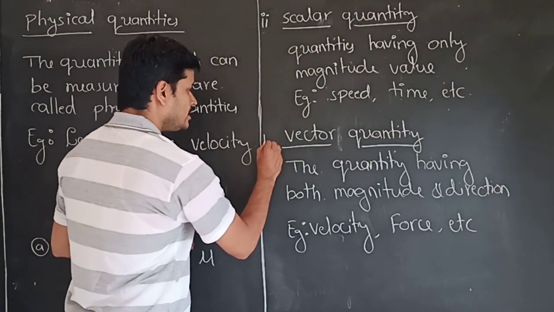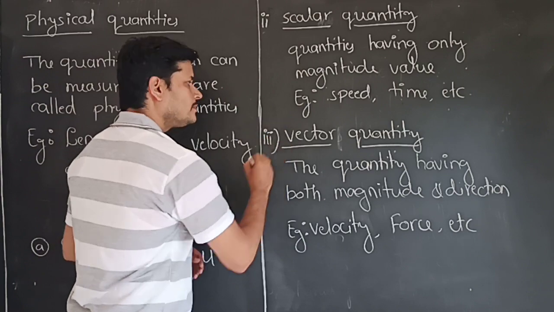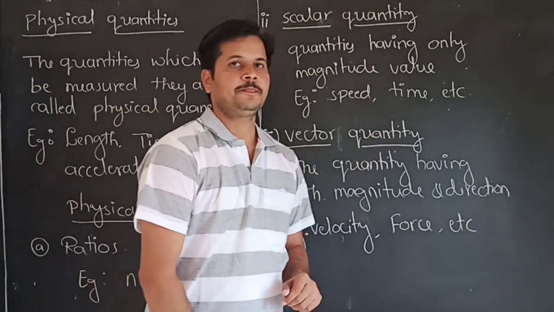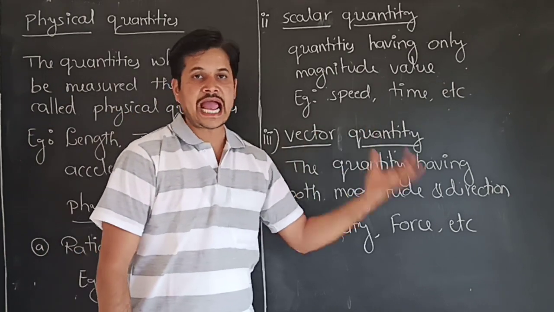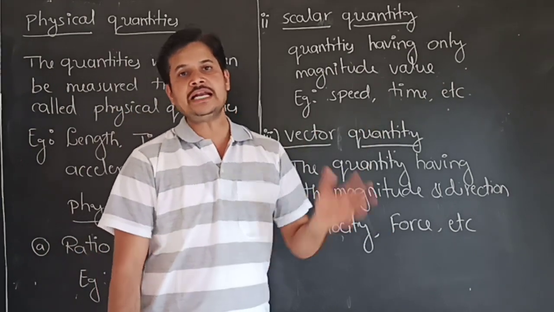And the third one is vector quantity. Vector quantity means the quantity which has both magnitude and direction.